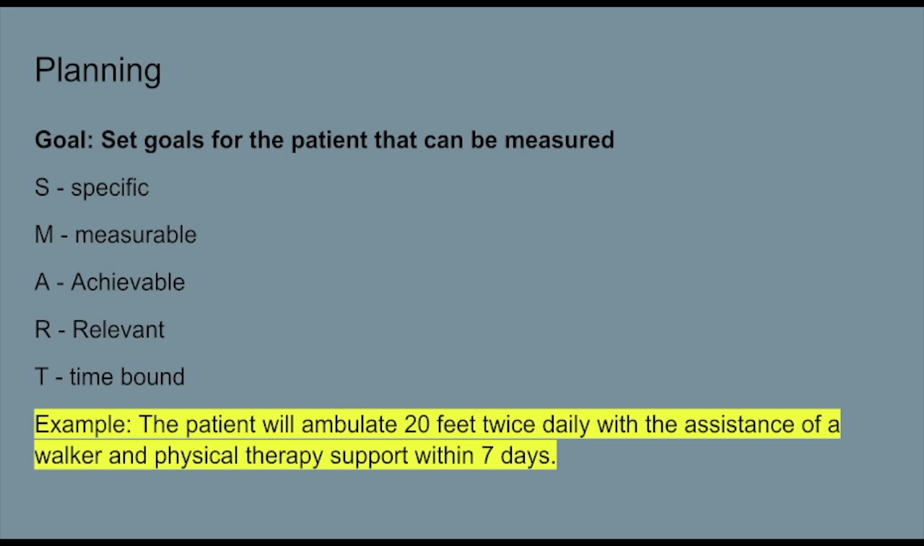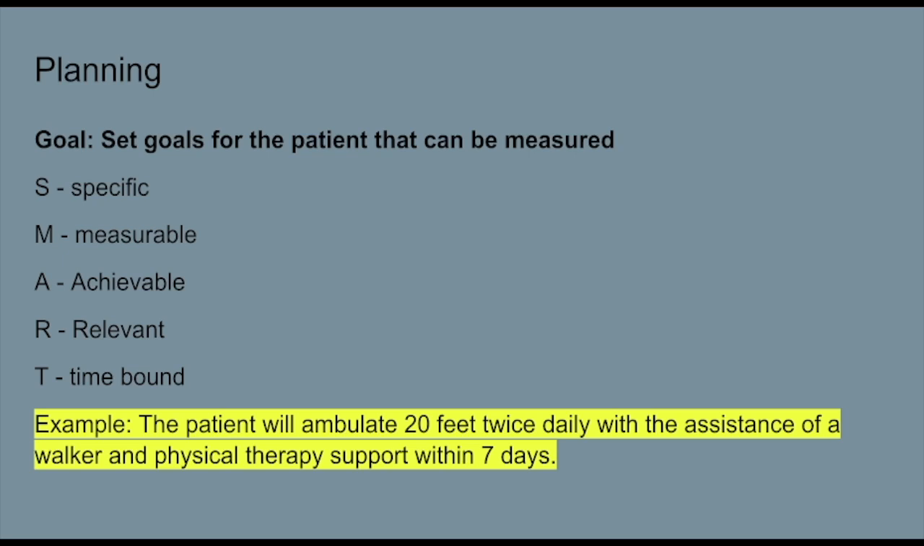The goal here is to set goals for the patients that can be measured. So sometimes we call these SMART goals, goals that are specific, measurable, achievable, relevant, and time-bound. So let me give you guys an example. The patient will ambulate 20 feet twice daily with the assistance of a walker and physical therapy support within 7 days. This goal here is specific, it's measurable, it's achievable, relevant, and time-bound.